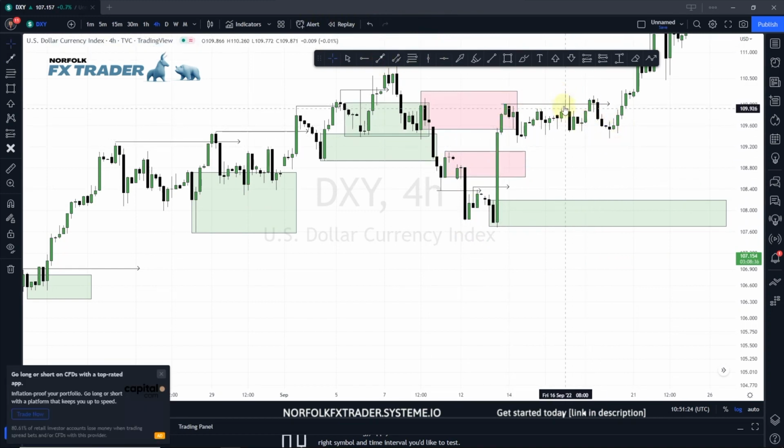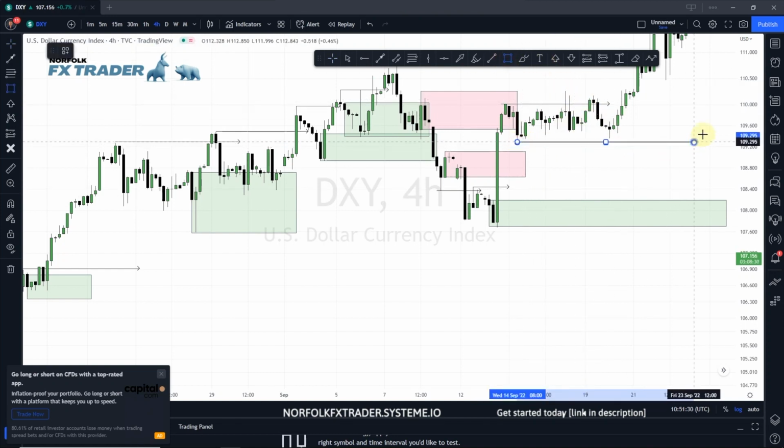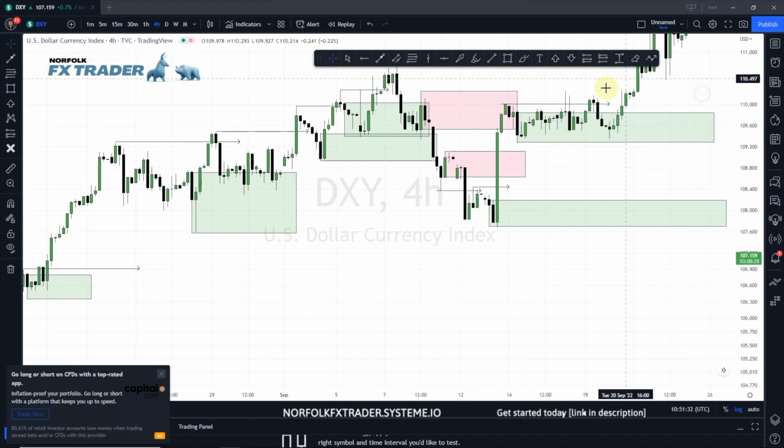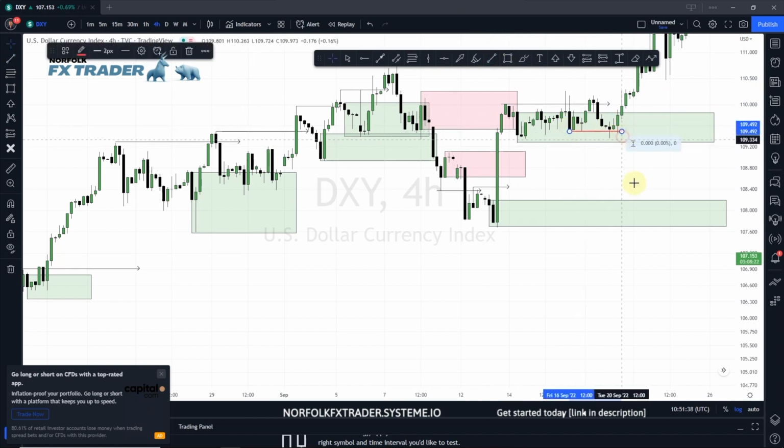We do break with this wick and then we close through with this candlestick. So I'm happy then to draw this out from the low of this move here as an area of demand. The market comes back in. This is what I call a tested zone as well. And we can see that the market breaks below.